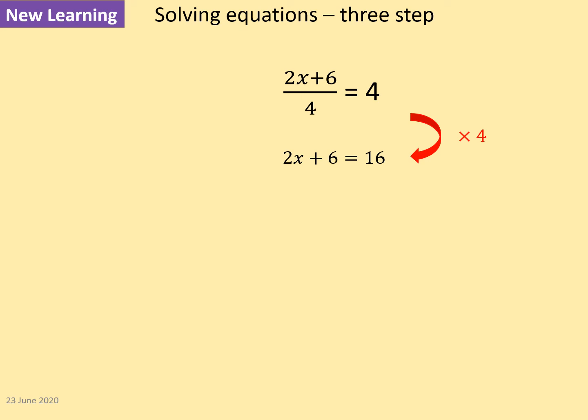I then have a very familiar two-step equation. I shall then subtract the 6 from both sides, leaving me with 2x equals 10. 2x means 2 multiplied by x, so the inverse would be divide. Dividing by 2 would leave me with x equals 5. I suggest you pause the video here for a moment to copy this down.